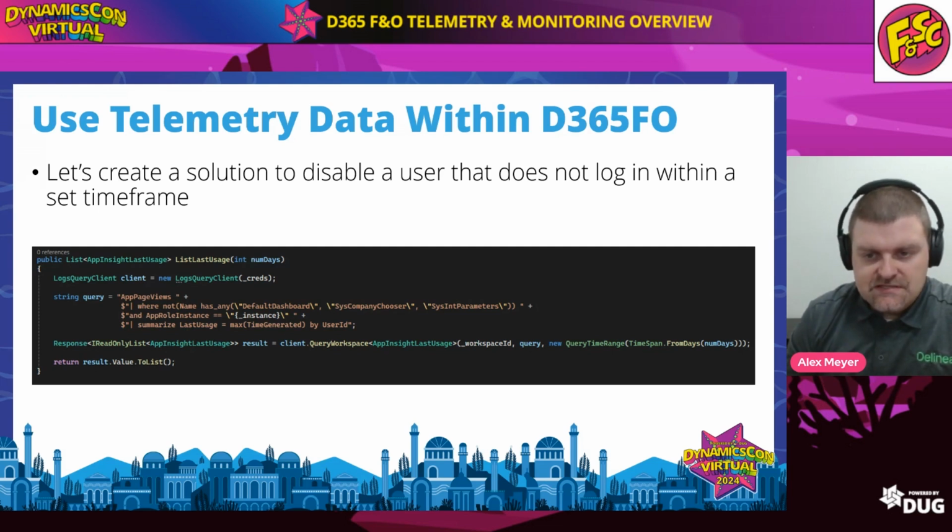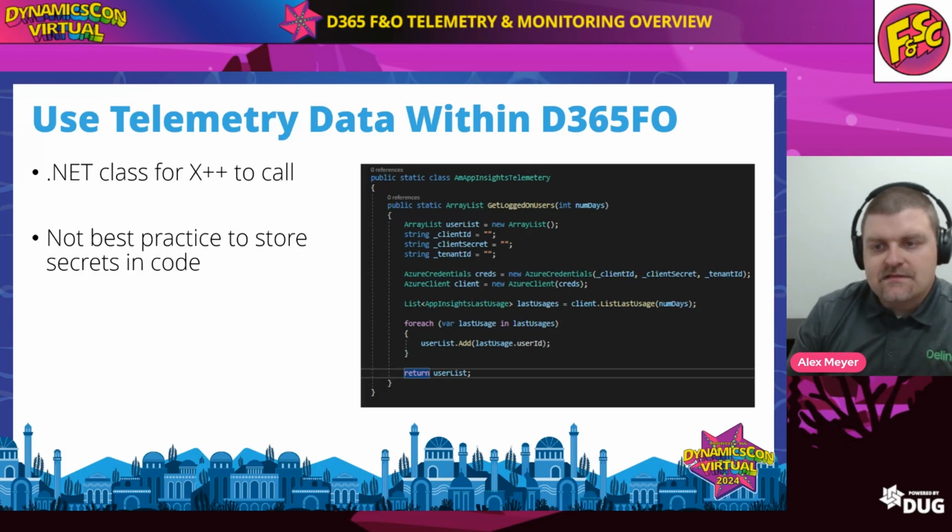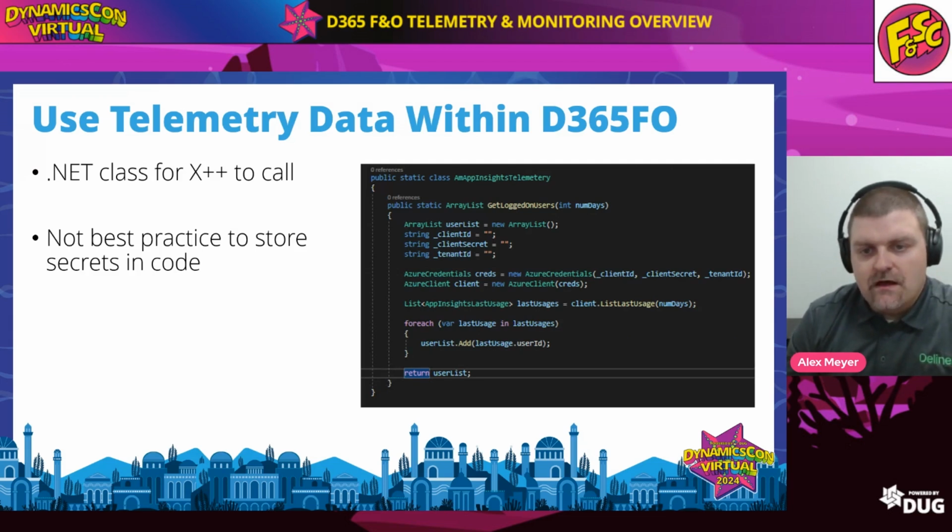in the system. You can see in this case I'm using that max aggregate function to get the last time that somebody went to a particular form, and I'm going to summarize this by the user, so that's your group by functionality. So I'm able to get the last time that the users went to some page in the F&O application. I can then wrap this in a project, a .NET project within an X++ solution.